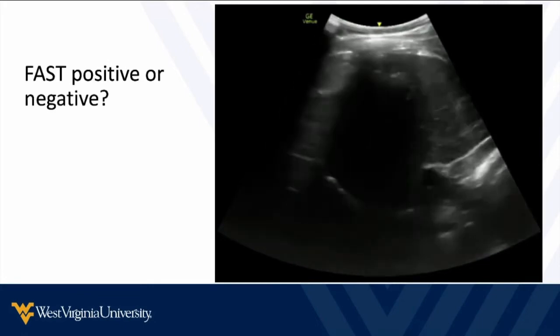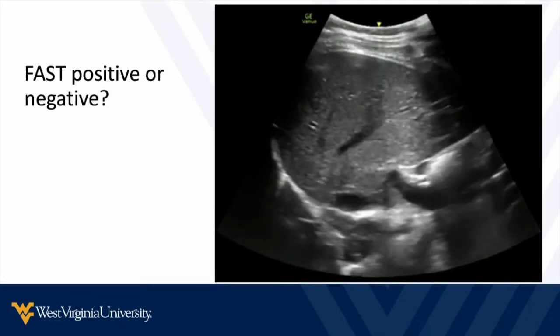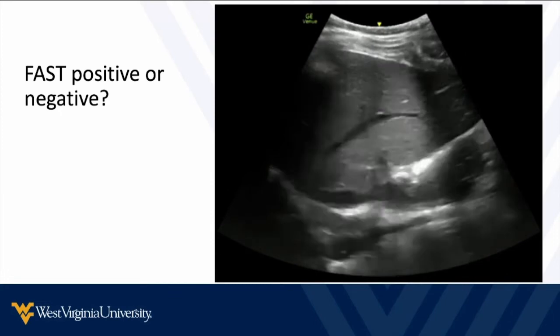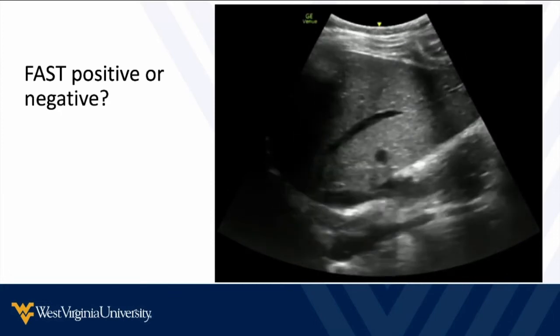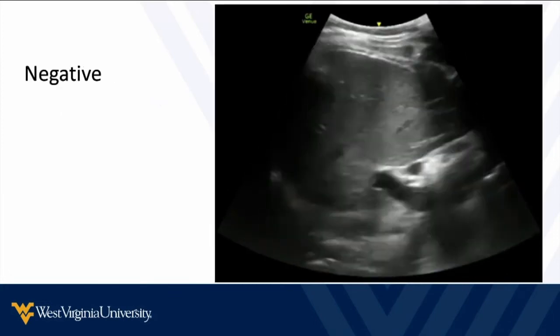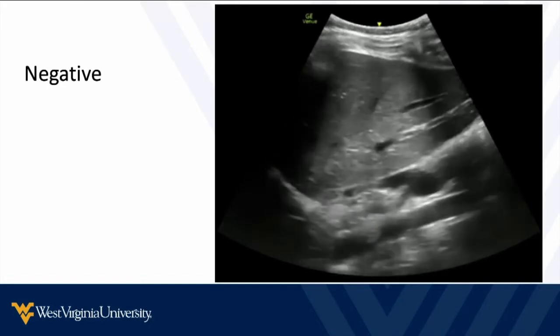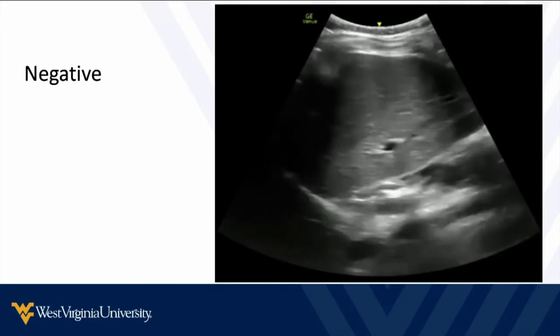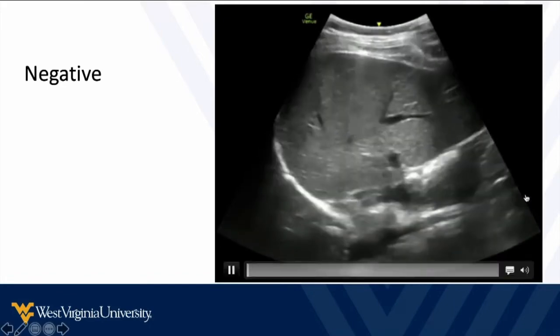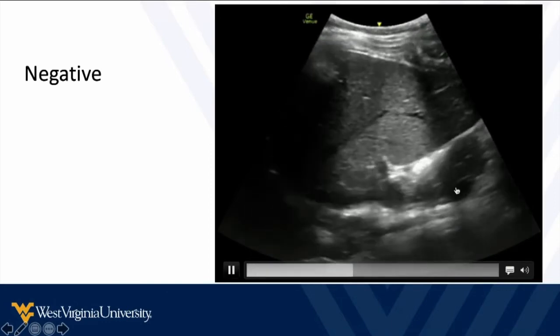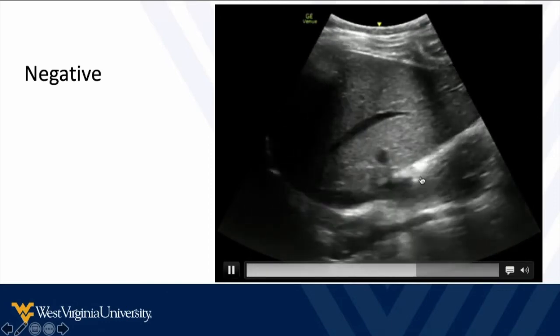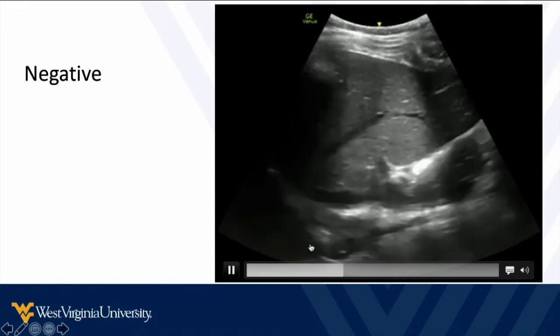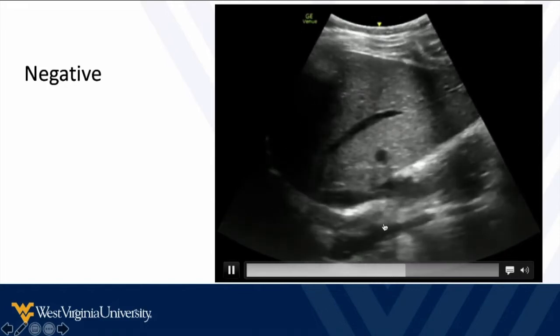This is a view from the right side. The question is, is this a positive or negative FAST exam? Take a look, think about it, come up with your answer. And the answer is it's negative. Anything that has fluid in it can kind of mimic peritoneal fluid. So in this case, we're actually catching the inferior vena cava back here. We can even see the abdominal aorta through the way we're slicing this.